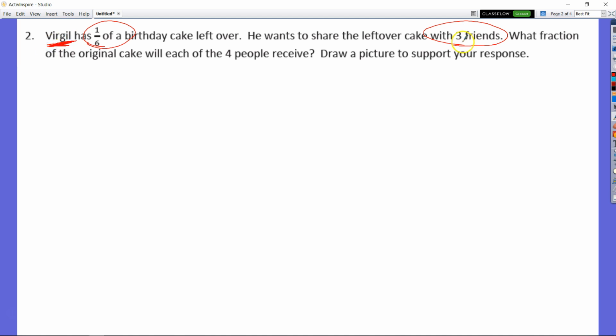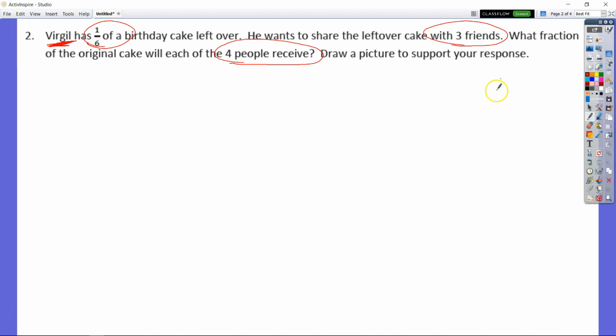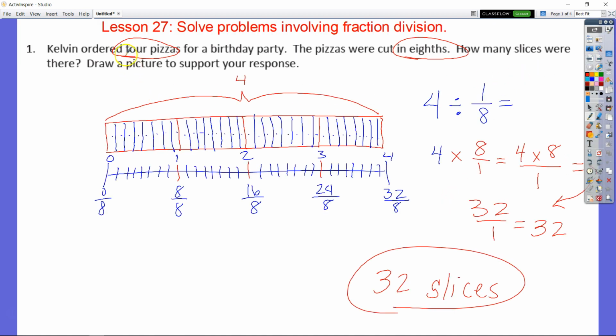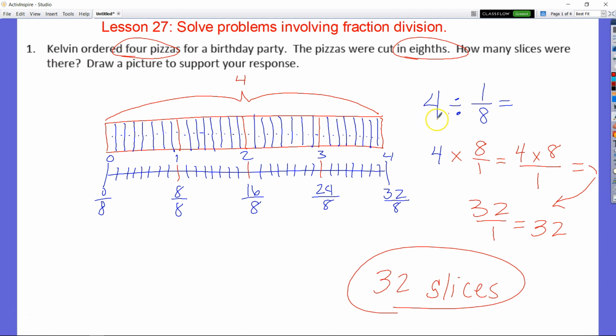Don't get confused. We're not dividing by 3. We're dividing by 4 because it's Virgil and his 3 friends. And it says support your answer with a picture. Something we mentioned in class, I just want to bring it back up. We started with 4 wholes, so we had 4 divided by 1 eighth. So we had a whole number divided by a unit fraction. We know that our quotient is going to be a whole number.